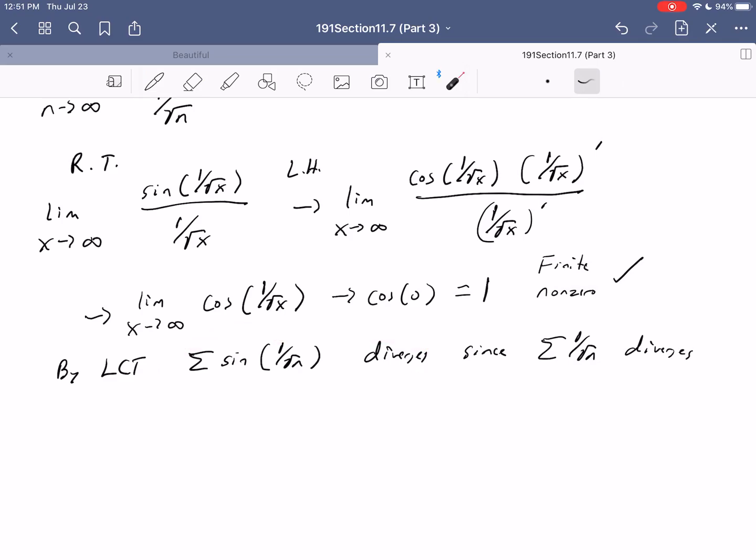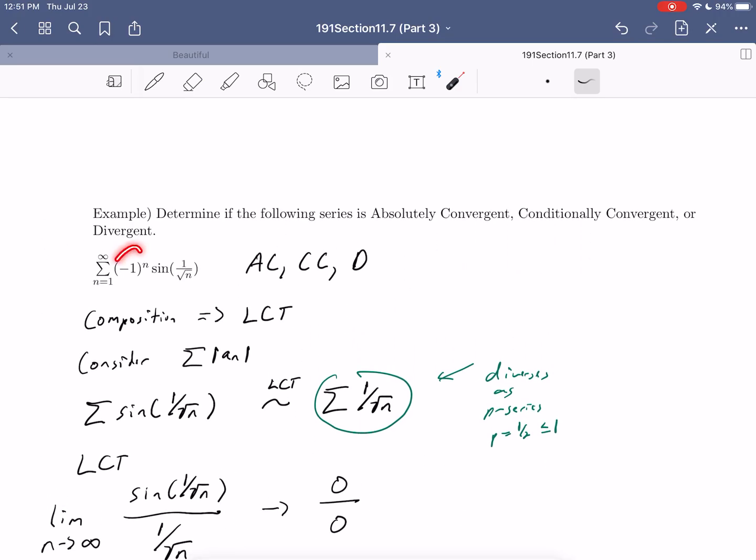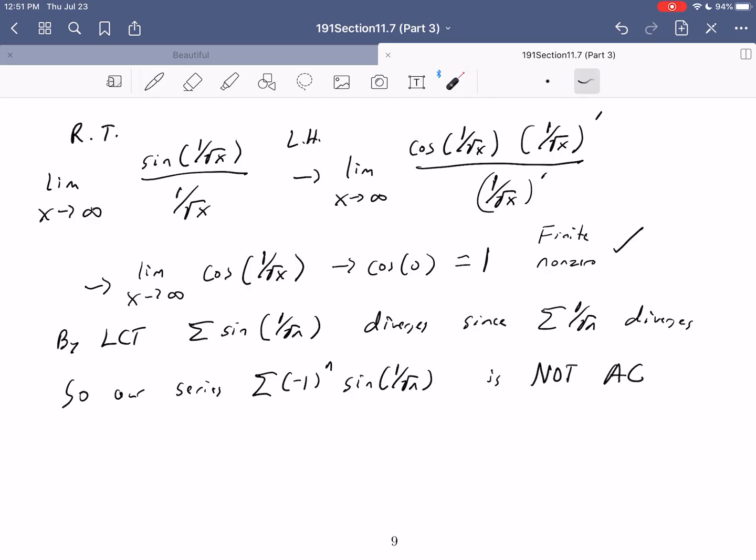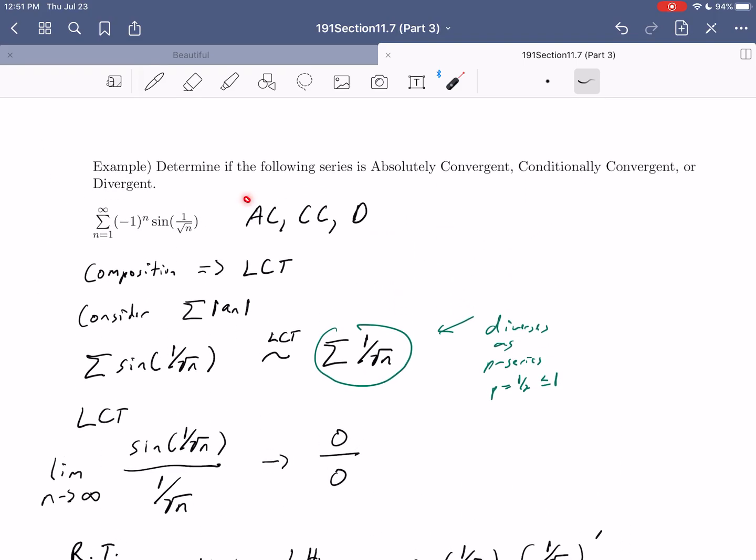Does that mean our series diverges? Well, our series has that minus 1 to the n in there, so they're not quite the same. But what it does tell us is that if we put it in absolute value, if we get rid of that, it will diverge. So our series, the sum of minus 1 to the n, sine 1 over root n, is not absolutely convergent. Now, what does that tell us? It's not absolutely convergent, so it's either conditionally convergent or divergent.